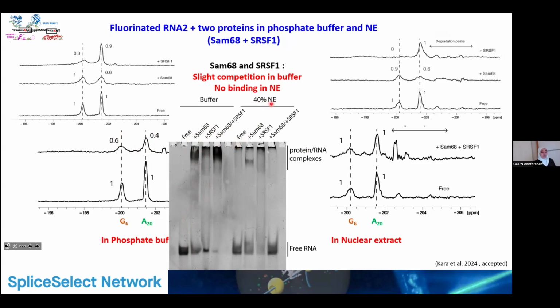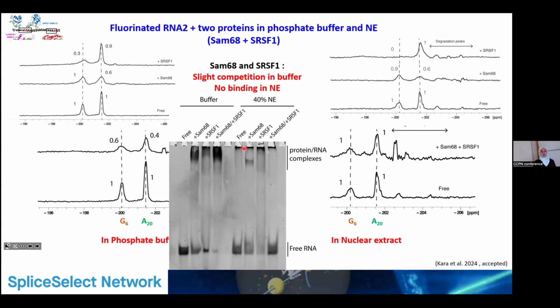Then when you go to nuclear extract, this is the free RNA. If you add SAM68, you still have binding, SRSF1, you still have binding. If you add both proteins now, you lose the complex completely and you find something similar to the free RNA. It's amazing how EMSA completely reflects the results of the RNA. So results confirmed. We were happy to see both a situation where there is probably competition here. We don't know.